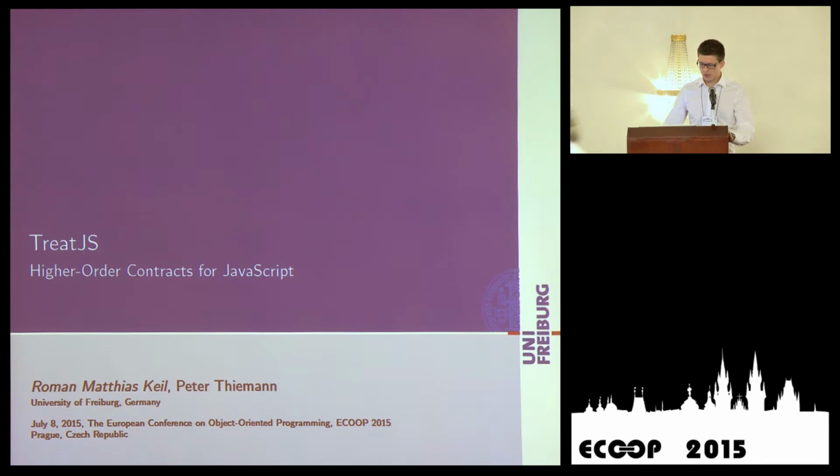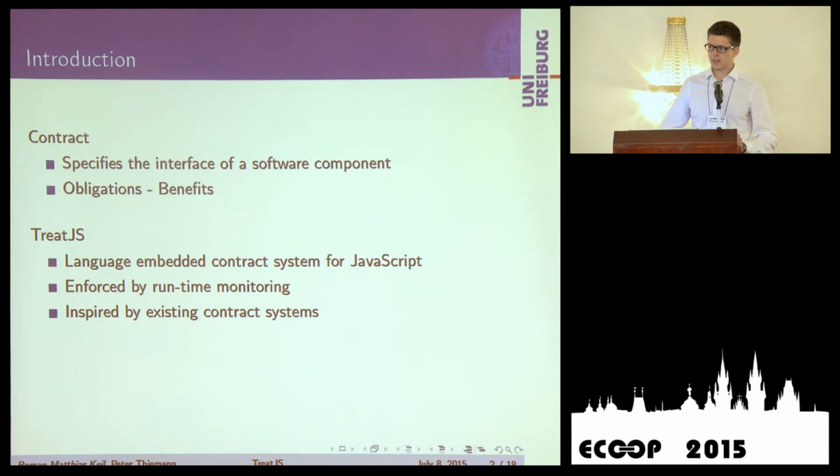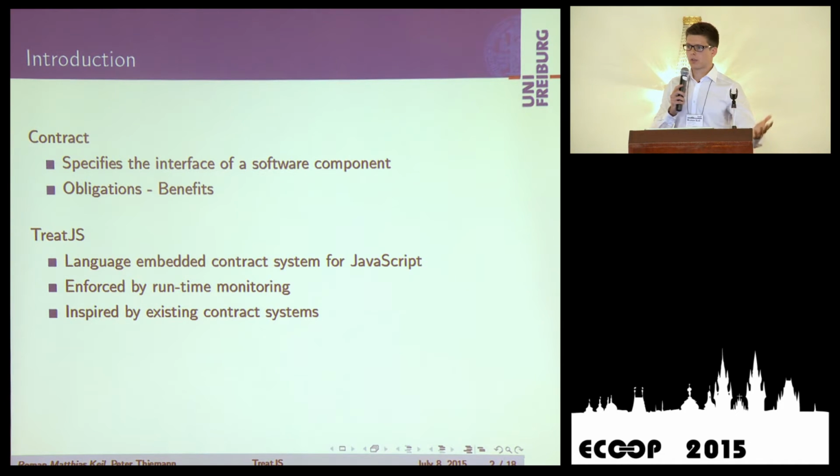My talk is about TreatJS, a higher order contract system for JavaScript. In general, a contract specifies the interface of a software component by stating benefits and obligations for the component's user. TreatJS is a language-embedded higher order contract system for full JavaScript, which enforces contracts by runtime monitoring. It is implemented as a library, so it can easily be included in existing web projects, and all aspects of the contract system are accessible through a contract API.